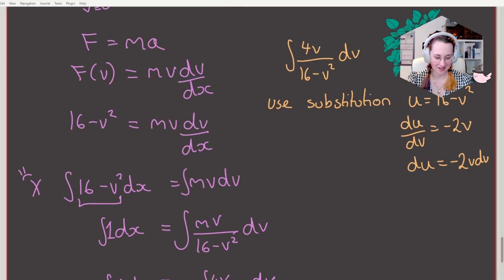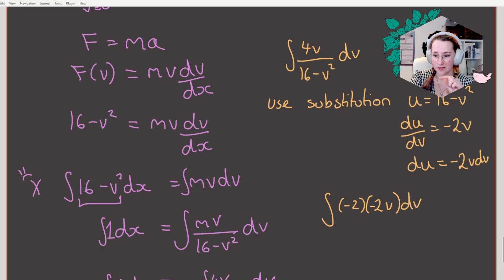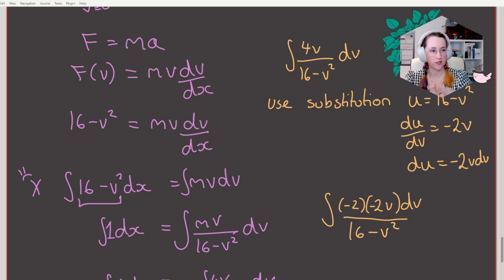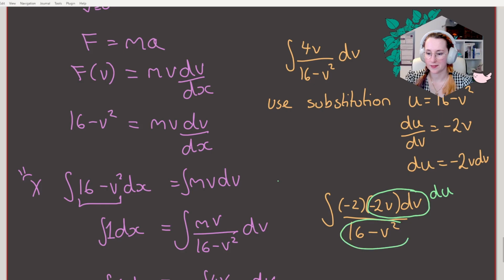So we have, what have we got? The integral of, we have 4v. So I'm going to split 4 into minus 2 times minus 2. Minus 2 times minus 2, v dv over 16 minus v squared. Okay, so minus 2 times minus 2 is 4. That's why I've done that. So this bit is du, and this bit is u. And the minus 2 we can just leave there.